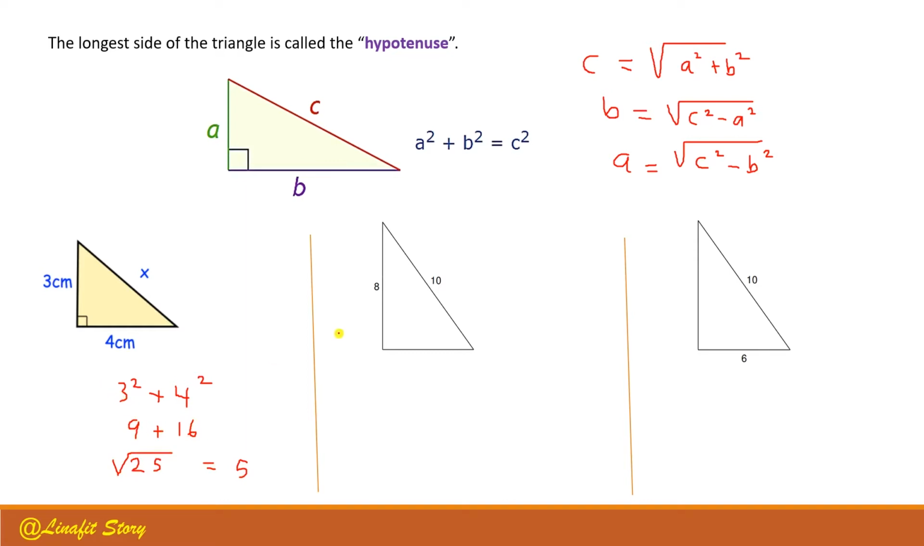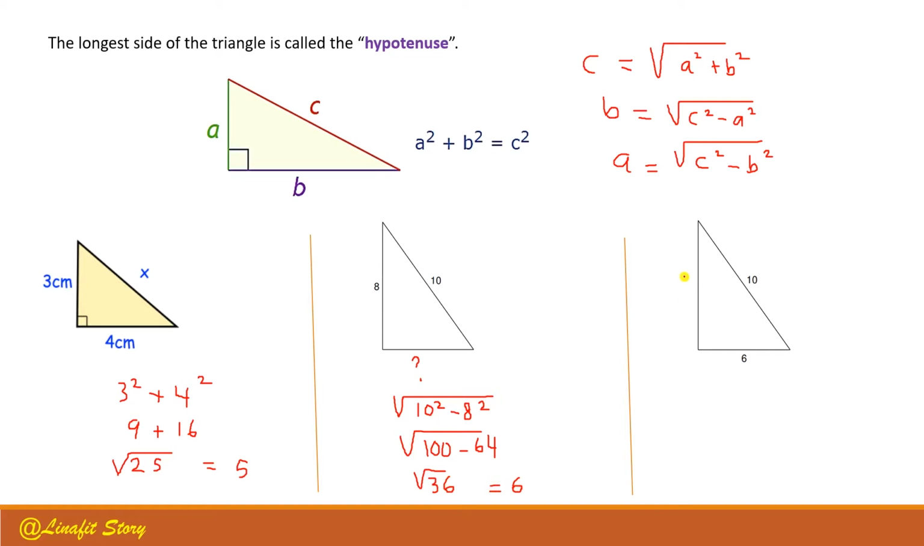And then next, the second. 8, 10. And then we will find the base. We know that the longest side is equal to 10. So to get the question mark, find the square root of 10 squared minus 8 squared. So 100 minus 64 is equal to 36. The square root of 36 is equal to 6.